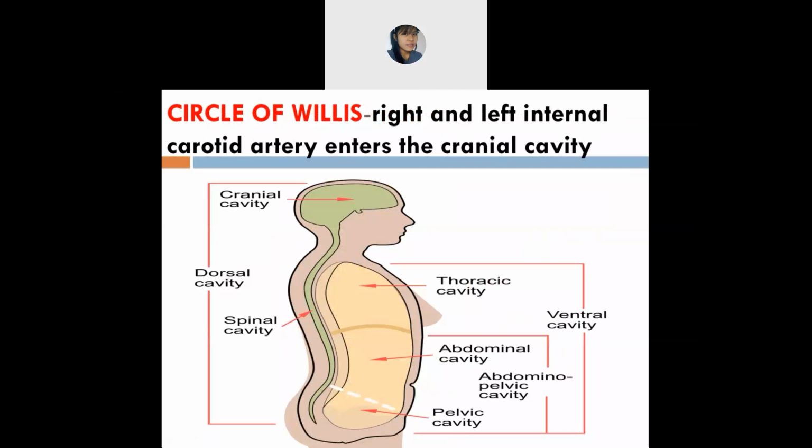Yes, ma'am. Okay, next is the circle of Willis, or else you can say circulus arteriosus. So in the circle of Willis, what you will find is the right and the left internal carotid artery.